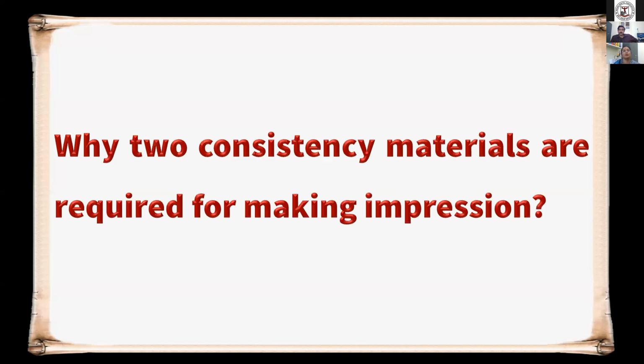Now, why are two consistency materials required for making impressions? Flow properties and polymerization shrinkage vary with the consistency. A heavily filled material is highly viscous and has less shrinkage. But a low fill light body material has good wettability, but the flow properties are not suitable for making an impression if it is used alone. Moreover, it has heavy shrinkage too. By combining the good properties of these materials and eliminating the bad properties, we can make an excellent impression.